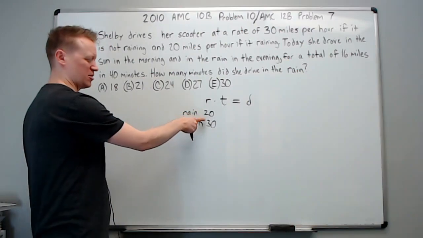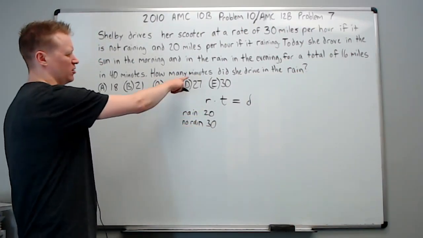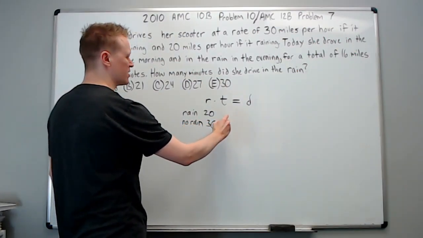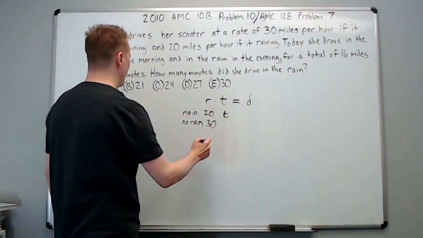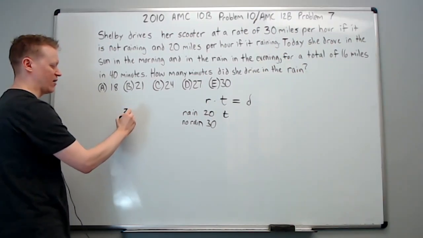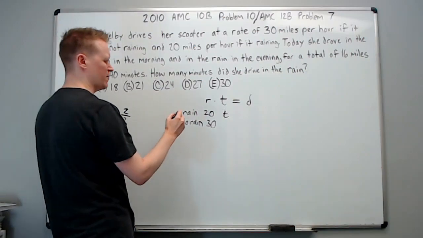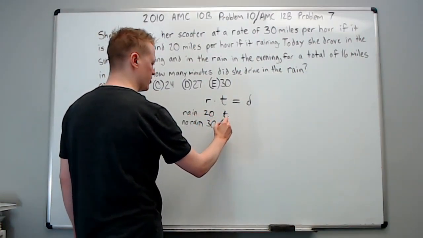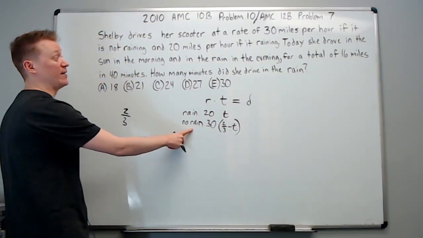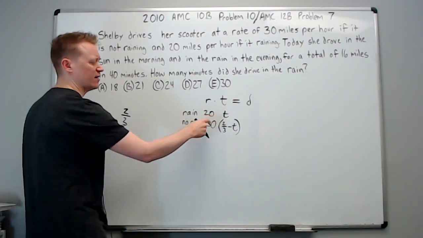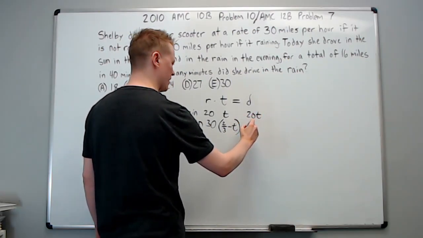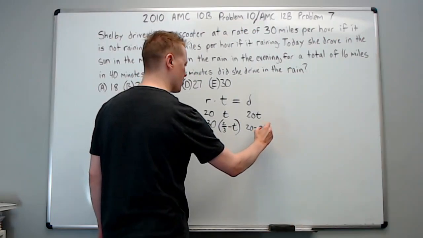Well, be careful, these are in terms of miles per hour. And so how many minutes, we have to be careful to adjust for that. So we're going to say that it's T hours that she drove in the rain. And then since she drove for a total of 40 minutes, that's 2/3 of an hour, right? 2/3 of an hour. So we can do 2/3 of an hour minus T for her time that she drove without rain. Yeah, because we're looking for the T here. Okay, then just distribute across. You're going to get 20T, and you'll get 30 times 2/3 is 20 minus 30T.